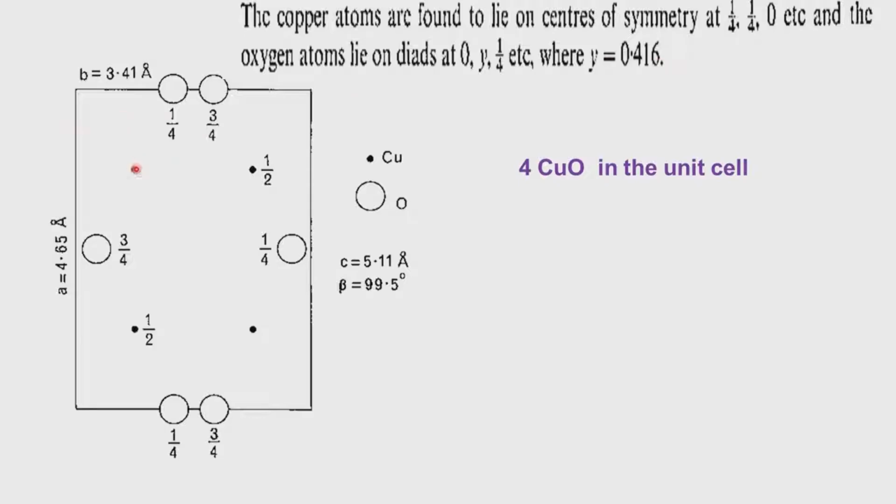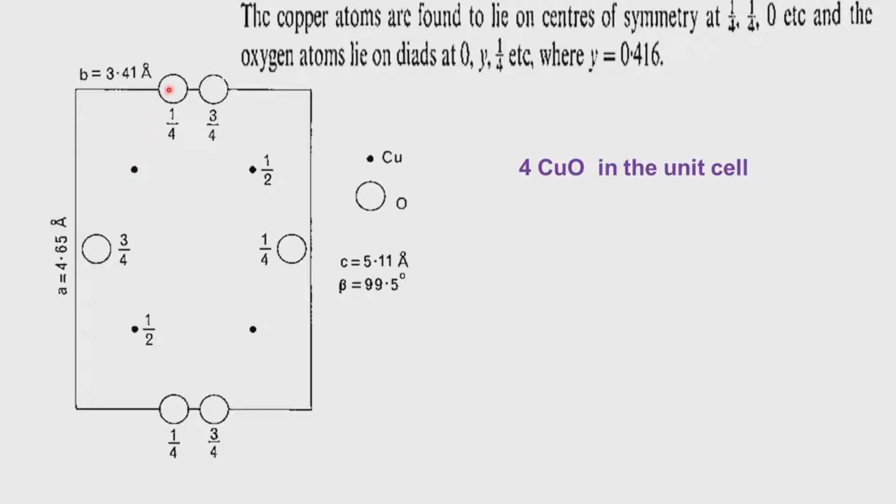So, we can have the coordinates of this atom at 1/4, 1/4, 0. Coordinates of this atom are at 0, 0.416 and 1/4, that is 0.25. Since we know the cell dimensions, these are the fractional coordinates which I am talking about. So, 1/4, 1/4, 0 is the position of copper, then 0, 0.416 and 1/4 are the positions of the oxygen atom. So, we can calculate the bond length between copper and oxygen.